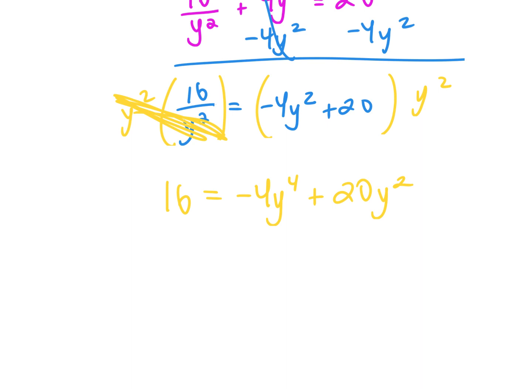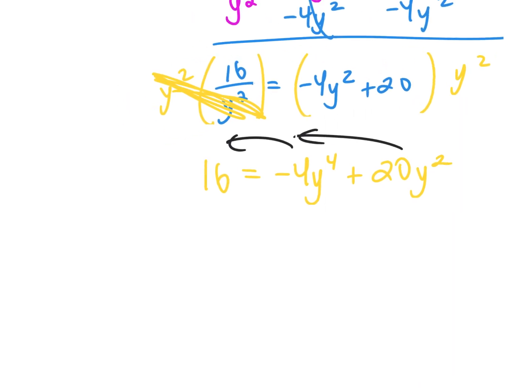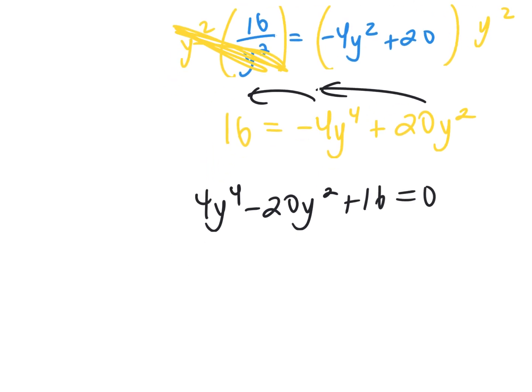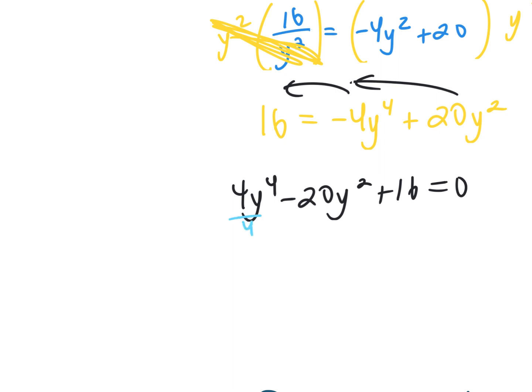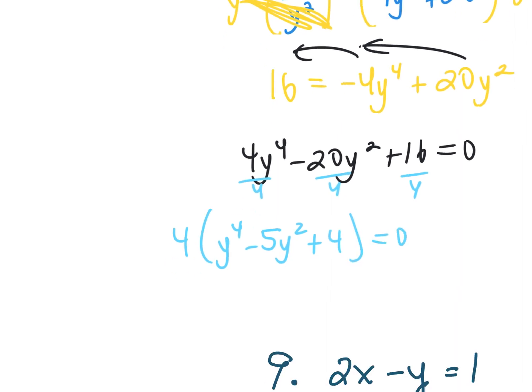Move everything over. I'm going to move this stuff over here so the 4y becomes positive. So I'm going to have 4y to the 4th. When I move 20, what? This becomes minus, right? And then I have plus 16 equals 0. Now, can we factor this? What comes out of all three of these? 4. I can take out a 4. So I'm going to divide out 4, 4, 4. So 4 out front. This becomes y to the 4th minus 5y squared plus 4 equals 0. Can we factor this, guys?